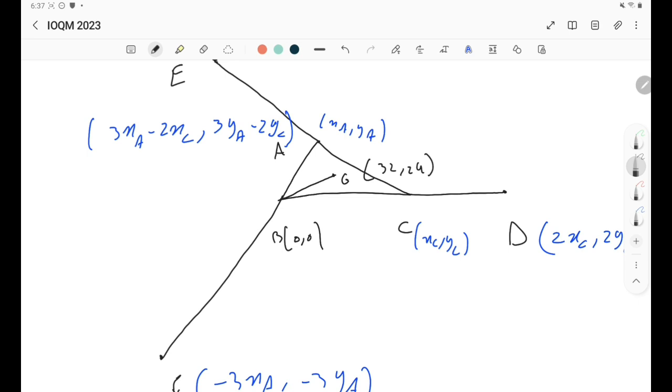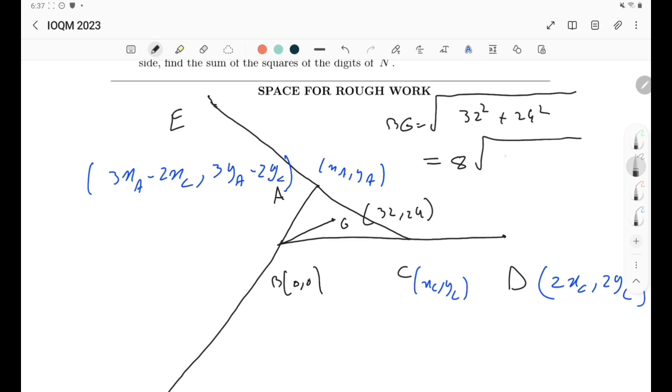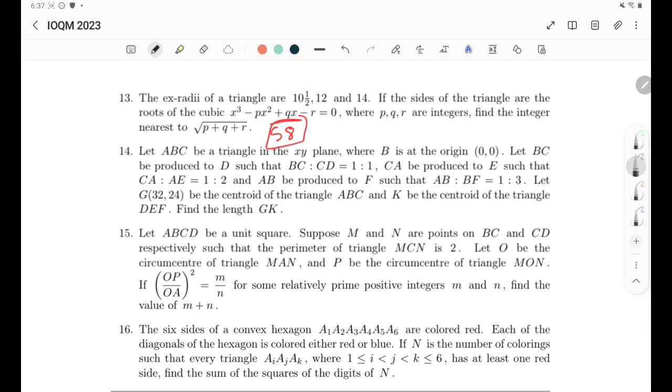Nice. So that means the question is asking us to find BG. Okay, nice. This is easy. This is just the root of this thing squared plus the other one squared. So the answer is just BG is equal to root of 32 squared plus 24 squared. Okay, you can take 8 squared as a common factor, so 8 times root, and what's going to remain here? 4 squared plus 3 squared. Okay, this is 8 times 5, that's 40. So the answer is 40.